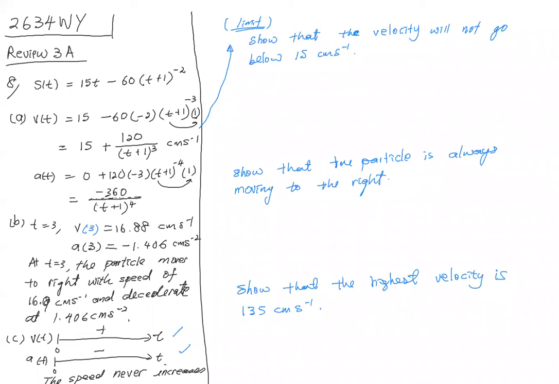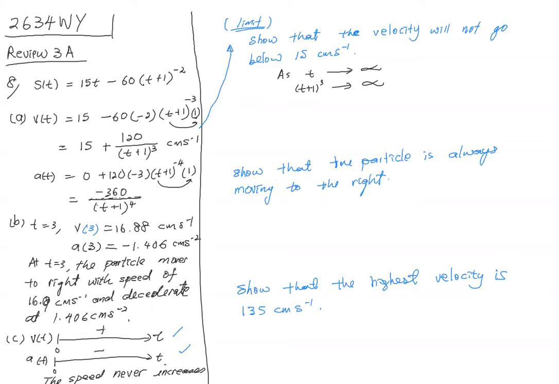So how are we going to answer all these questions? If I have a question like that, show that the velocity will not go below 15 cm per second, this is the sense of limit. So what should I do? I have to start with as t approaches infinity. So I will say t plus 1 cube will approach infinity. Then I will go to the next term.